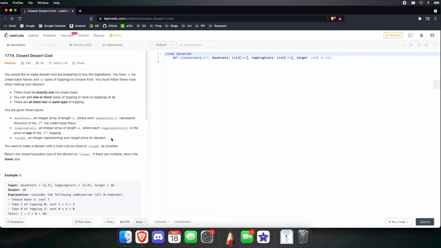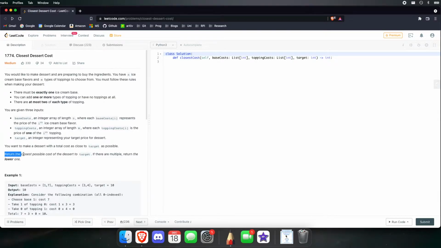Now our goal here is to make a dessert with a total cost as close to target as possible. When they say this, it is extremely important because it tells us what type of minimization we're looking for. Since they're saying the total cost as close to target as possible, we want to look at the absolute difference between the price that we have currently built up and target.